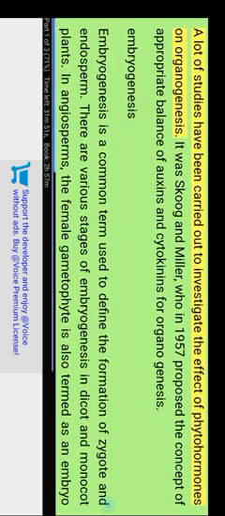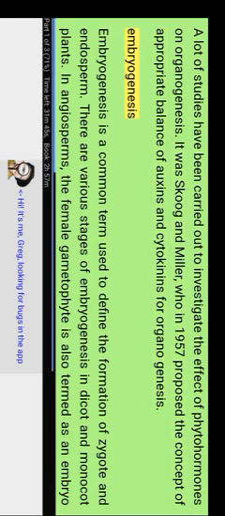A lot of studies have been carried out to investigate the effect of phytohormones on organogenesis. It was Skoog and Miller who in 1957 proposed the concept of appropriate balance of auxins and cytokinins for organogenesis. Embryogenesis.